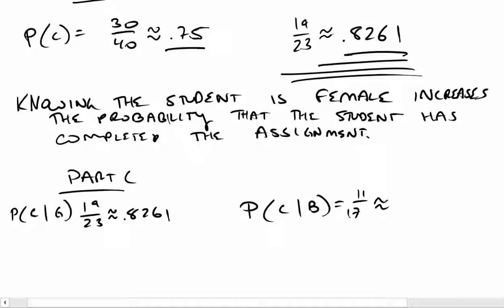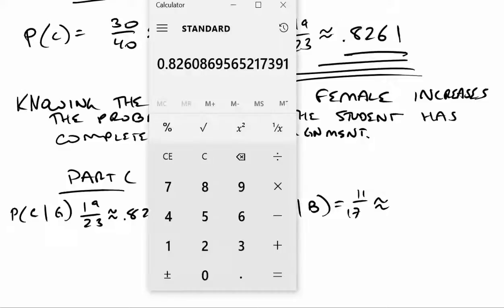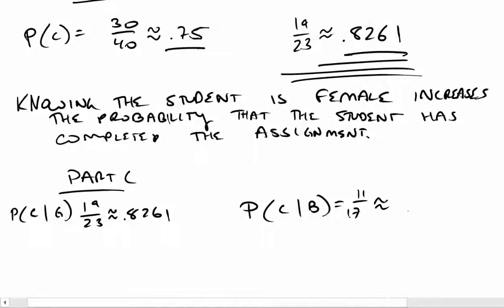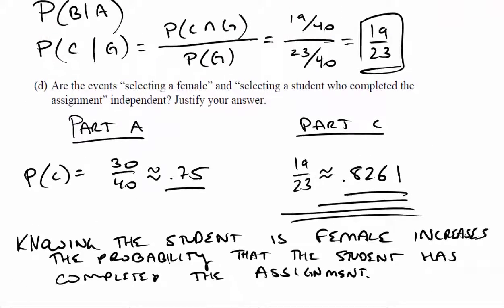And now 11 out of 17 looks a little closer to half. But to get an exact answer, 11 divided by 17 is 0.6471. So you can clearly see that just because you're a girl means you have a better chance of completing the assignment, versus boys, it's less likely. And since those are the only two options, we know that these two events are not independent. Selecting a female and selecting a student at random who has completed the assignment, those two are not independent. Thank you.